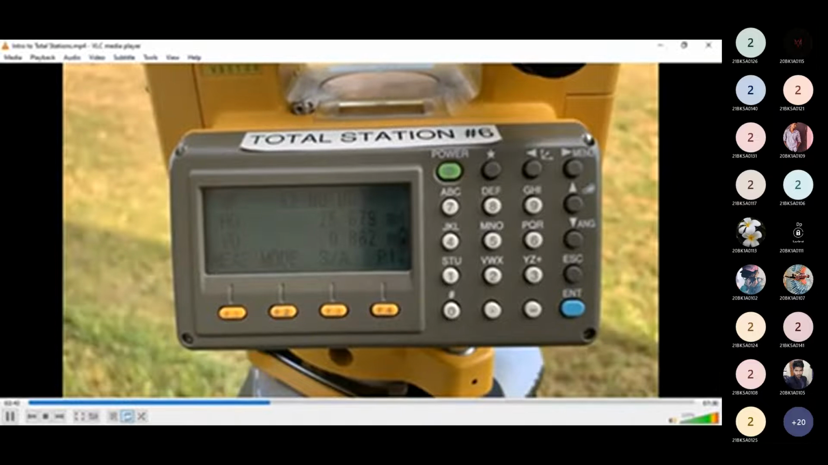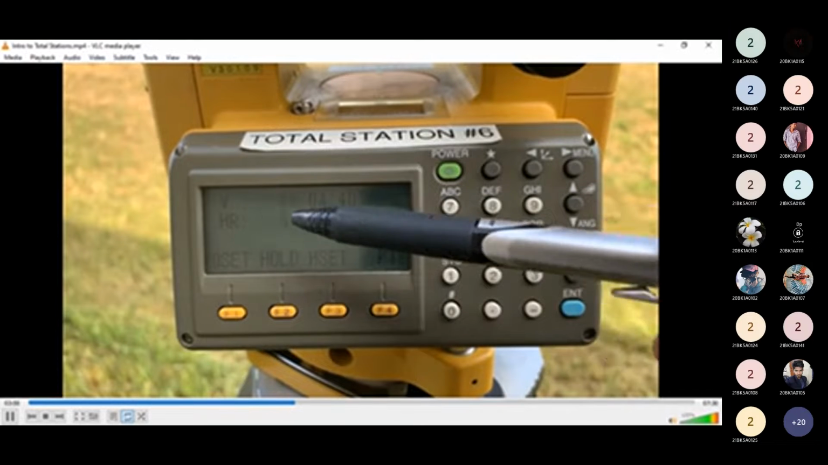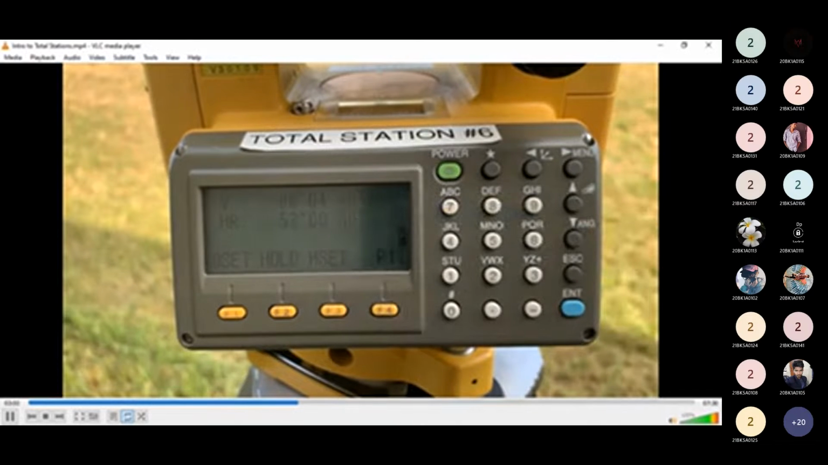Next, let's look at our angle mode. We'll use this mode to measure the angle between multiple points, and we can also use this mode to set our horizontal rotation angle to 0. We can access the mode by pushing the angle mode button. We'll see V for our vertical rotation displayed on the screen, and HR for horizontal rotation. The way I've set this up, our horizontal rotation is currently some kind of random angle.